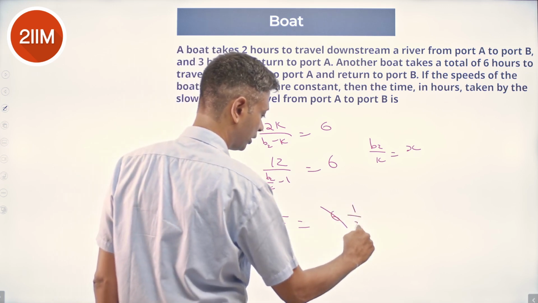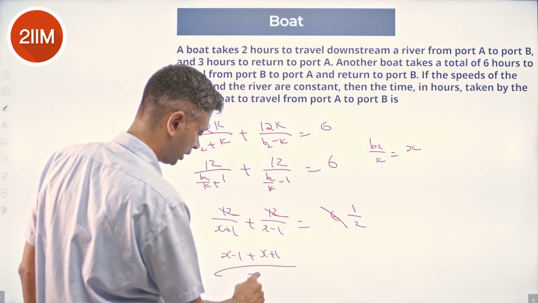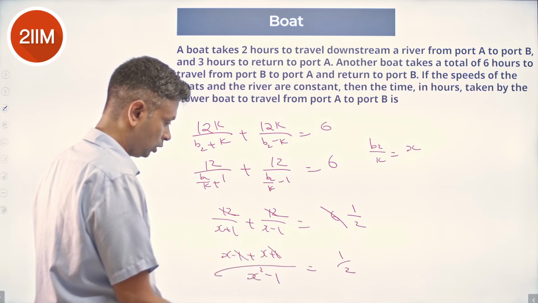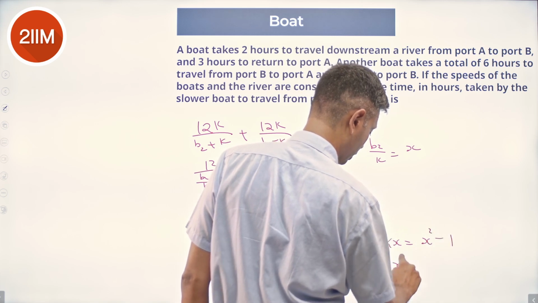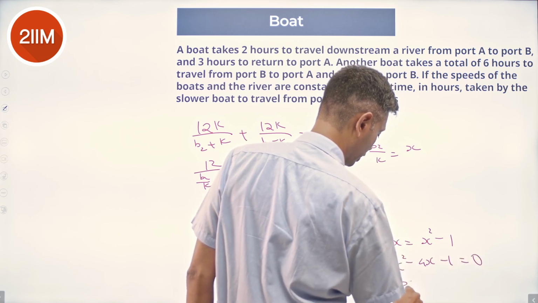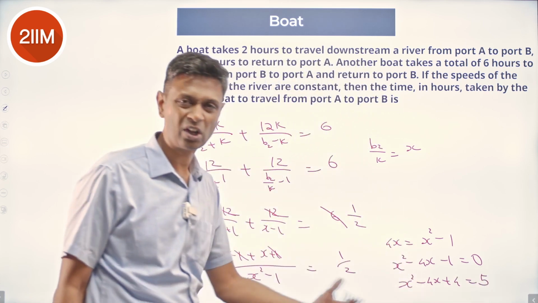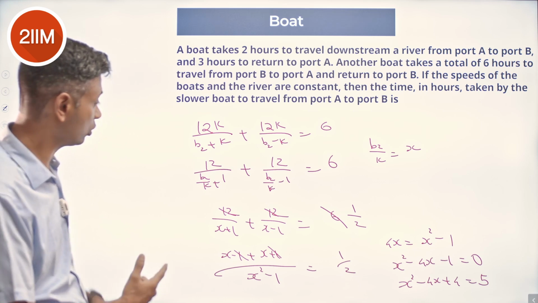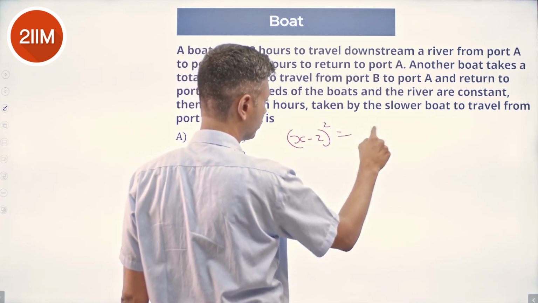This is 2, I'm going to call it 1 by 2. So x minus 1 plus x plus 1 by x square minus 1 equal to 1 by 2. 2x, 4x, so 4x equals x square minus 1. x square minus 4x minus 1 equal to 0. x square minus 4x plus 4 is equal to 5. We solve this, we can get x. So x square minus 4x plus 4 equal to 5, or x minus 2 the whole square is 5.